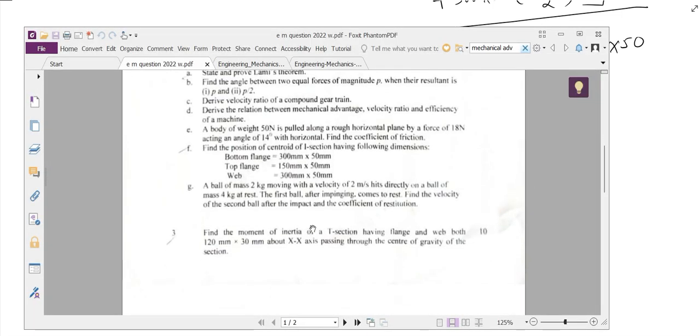A ball of mass 2 kg moving with a velocity of 2 meter per second hits directly on a ball of mass 4 kg at rest. The first ball after impact comes to rest. Find the velocity of second ball after the impact and the coefficient of restitution. ओके, सो गिवन क्या क्या है, बॉल का मास गिवन है एंड फर्स्ट बॉल का वेलोसिटी गिवन है. So from the question directly we can get the given data.